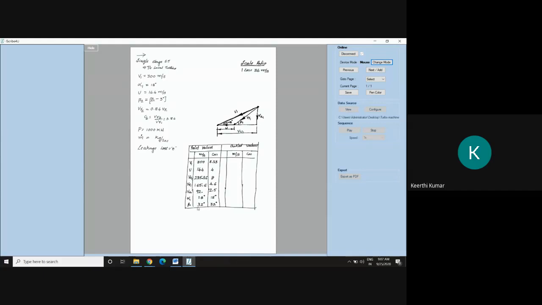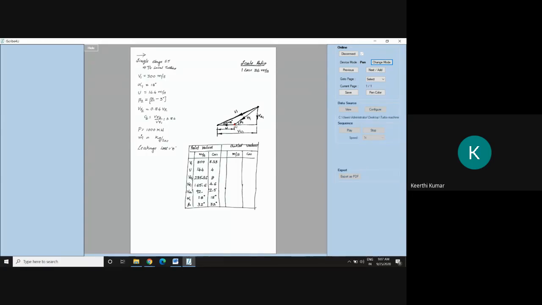So what is beta 1 you got? You people got 32. 3 degree less, you reduce that, 32 minus 3. It will be 29. So keep your protractor from this point, and from this point you try to draw 29 degree, 3 degree less than that.